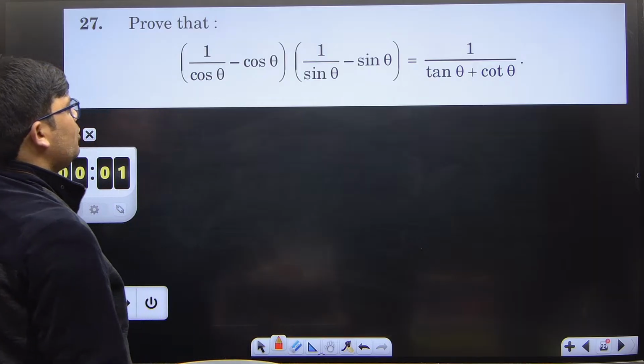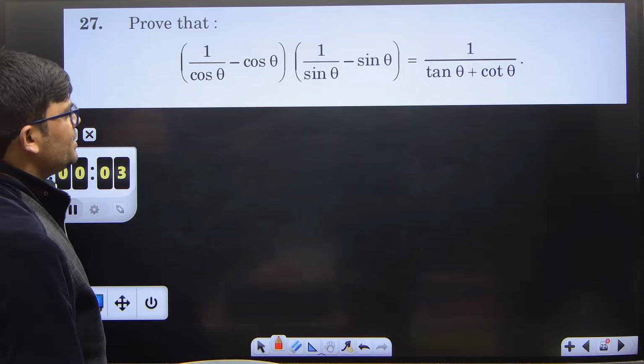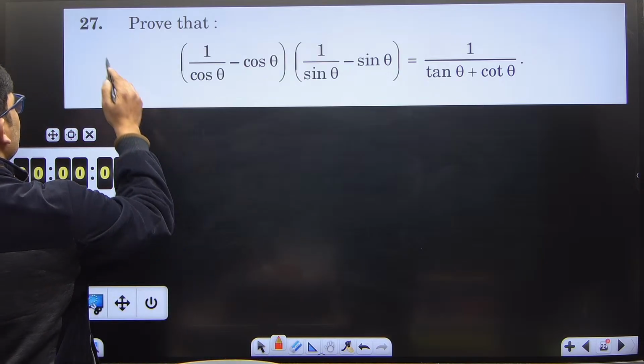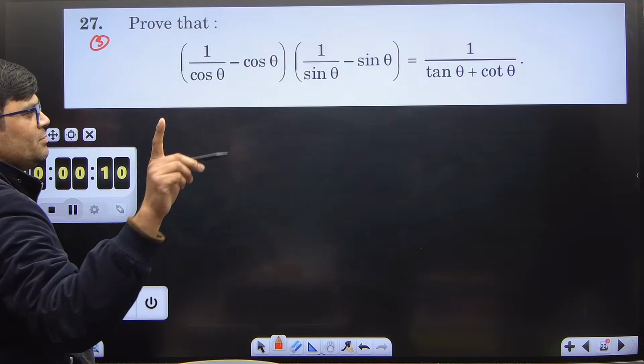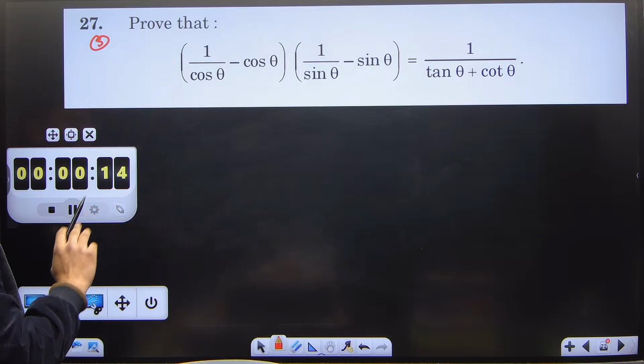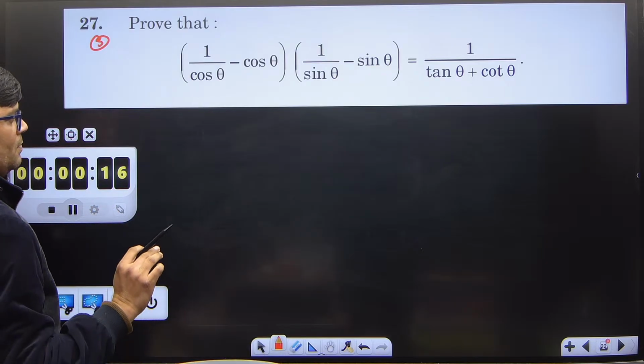3 minutes. 1 by cos theta minus cos theta into 1 by sin theta minus sin theta is equal to 1 upon tan theta plus cot theta. पहला क्वेश्चन है 3 marks. 6 minutes will be given to you. पर मेरी तरफ से 4 मिनट है. Think and proceed. You can let me know also. कैसे करेंगे?